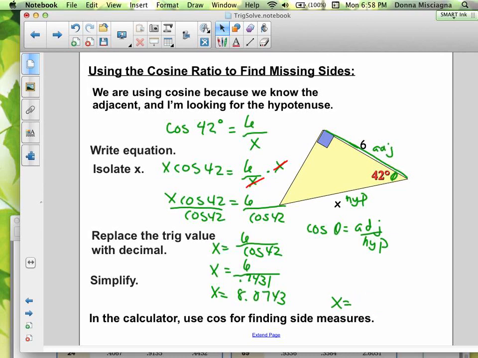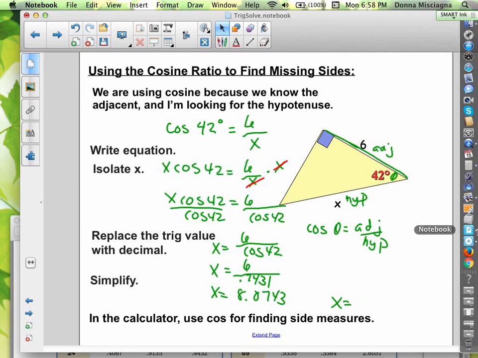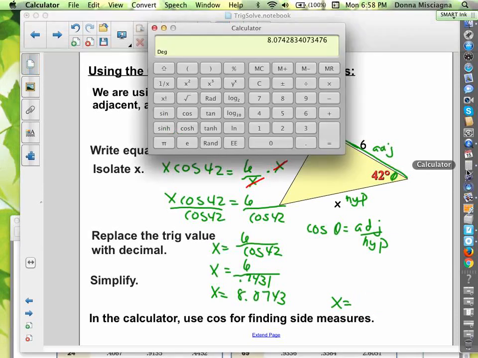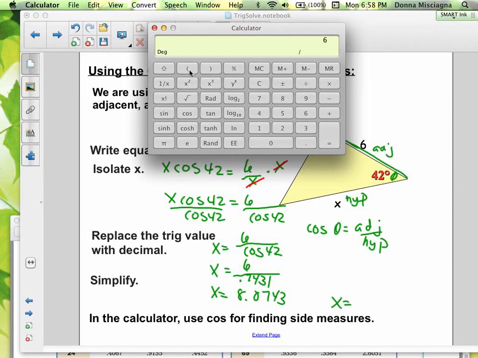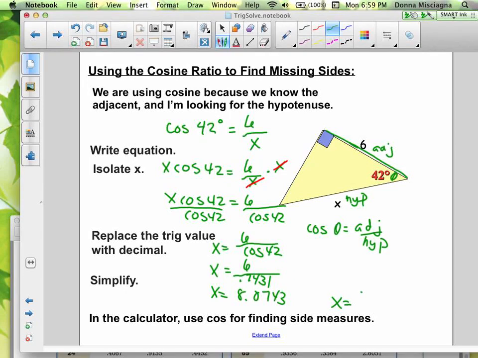Oops. Oh, there goes my calculator because I moved x over just a tiny bit. All right, so we have 6 divided by parentheses 42 cosine, close the parentheses, and notice that's the cosine ratio there, equals 8.0738. Again, pretty close: 8.0743, 8.0738. And that's all there is to finding missing sides using trig ratios.